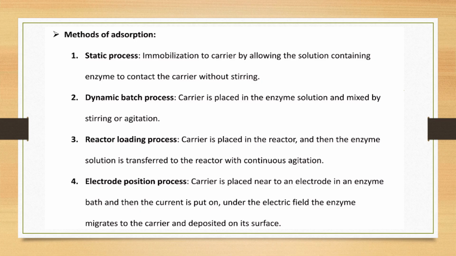Electrode position process means the carrier is placed near an electrode in an enzyme bath, then current is put on. So an enzyme bath is prepared, into that an electrode is placed, and near that electrode a carrier is placed. And while the electricity is put on, what happens? Under the influence of the electric field, enzymes will migrate towards the carrier and deposit on its surface. So these are the four methods for adsorption.